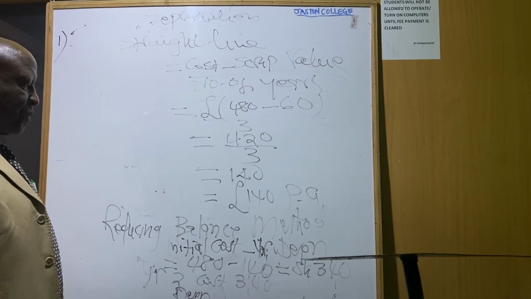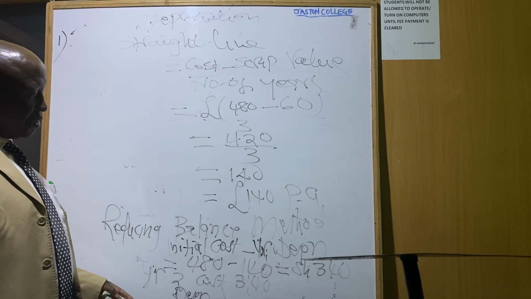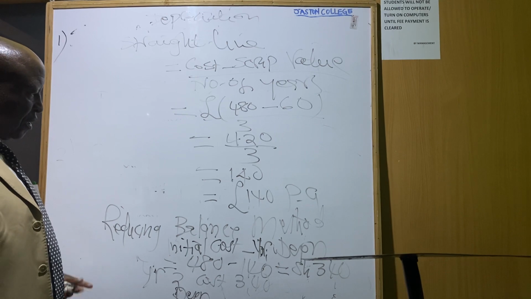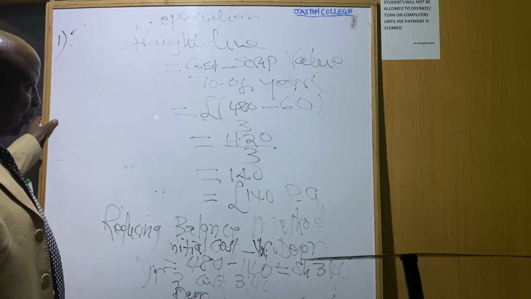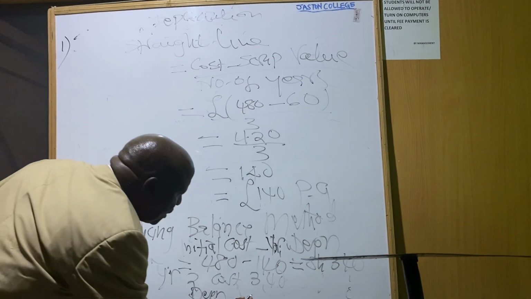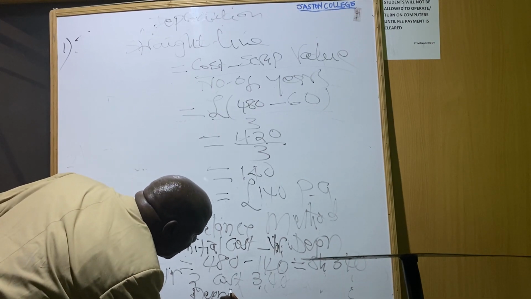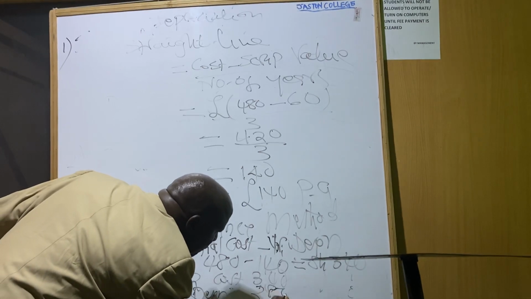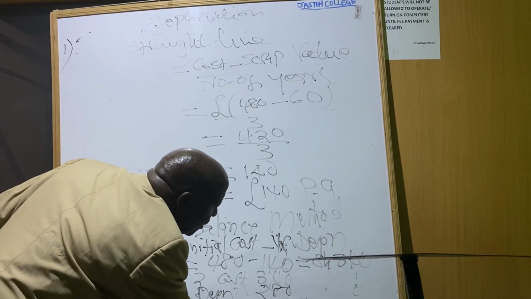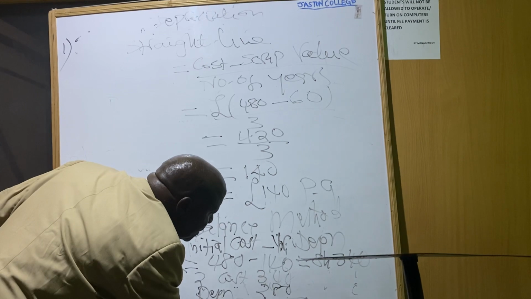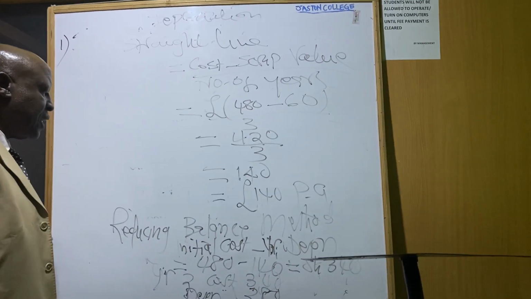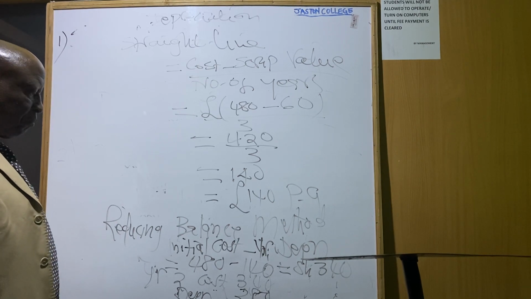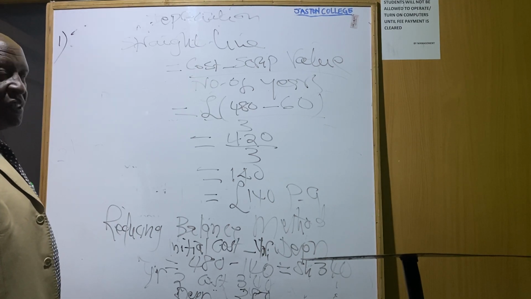The depreciation will be the same 140, isn't it? No, it will not be 140, it will be 140 times 2, that will be 280. So we'll take 340 less 280. We will get 60. So that is year 2, and year 3, no depreciation.